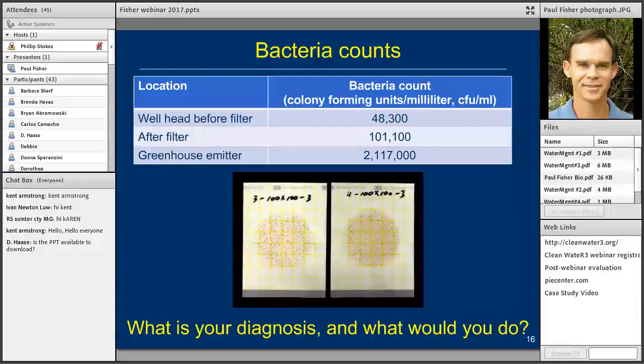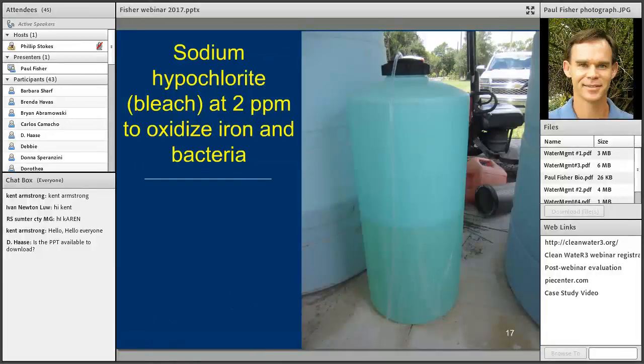All of these values, including right from the wellhead, had very high bacteria counts. And those values increased as the water passed from the well out to the greenhouse. So our diagnosis, and what would we do? Well, what we have here is a case of iron bacteria. The iron in the water and initial bacteria in the well are causing a biofilm issue.